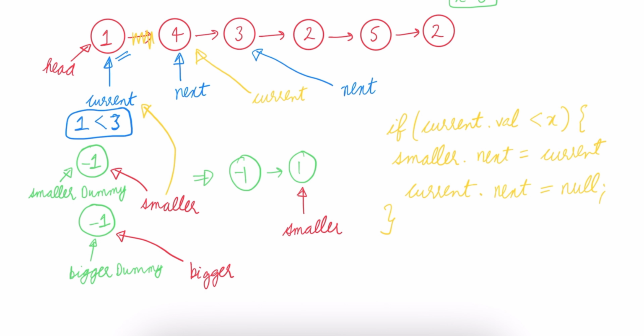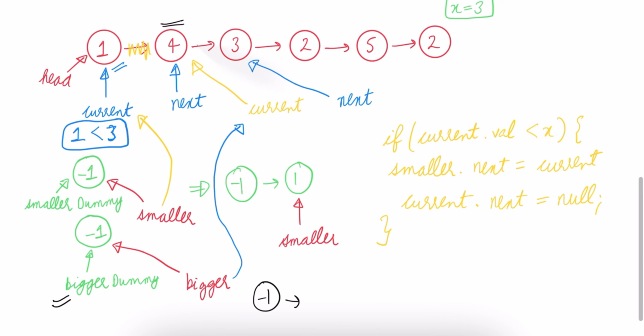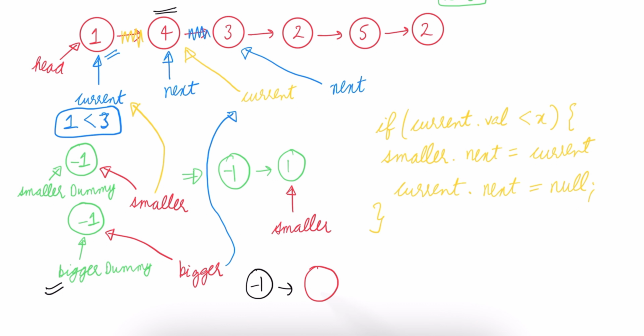And now we come to the node with value 4. So here this node 4 is greater than or equal to x, so this is going to go in my bigger list. So here what is going to happen is, -1 here, and then my bigger dot next is going to point to my current node. So my bigger dot next is going to point to this, and my current dot next I'll update it to null, and this would look like something like this, -1 4.